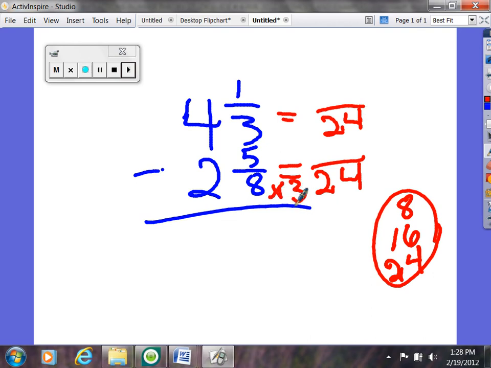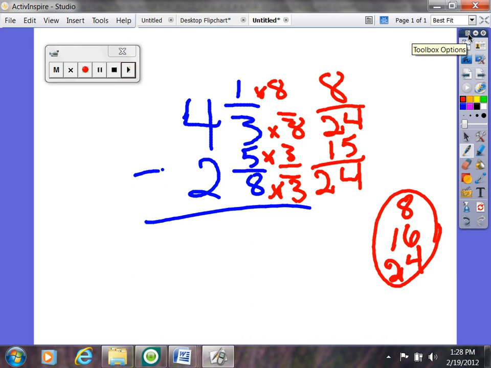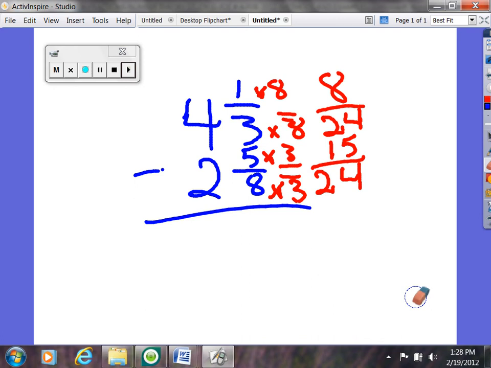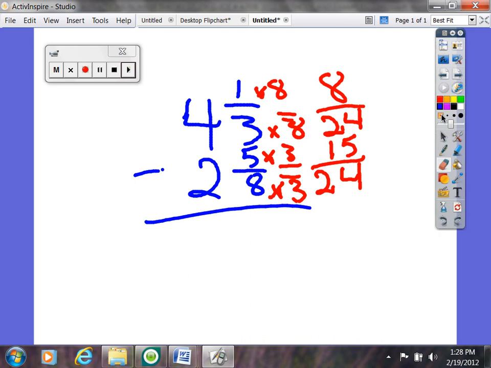8 times 3, 5 times 3. 3 times 8, 1 times 8. All right, you look at it and say, whoa, wait a minute. He said that I've got to take 15 from 8, but I can't subtract 15 from 8. If you notice the numerator here is bigger than that one.